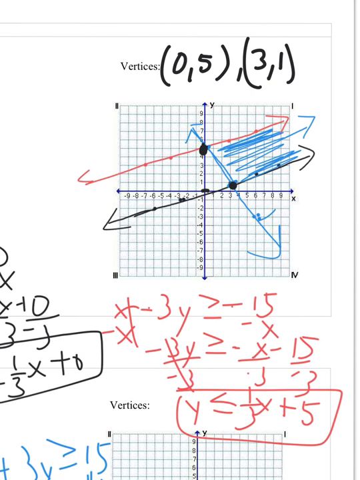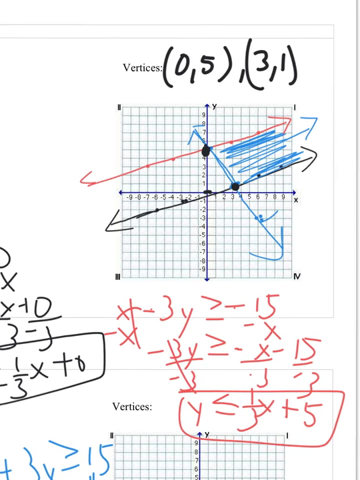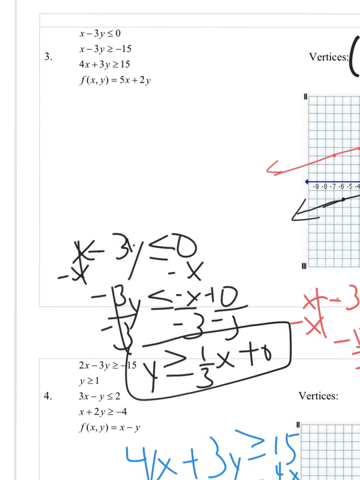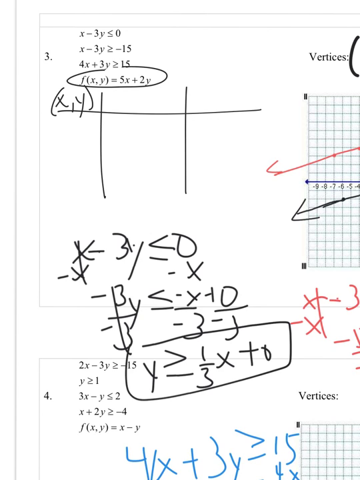Okay? So now what we want to do is we want to go in and we want to make a table. So let me move this back over, and we're going to make what we call a table here. Kind of a 3-column table. We're going to put our xy in the first column of our vertices. We're going to put our function, which in this case is f of xy, but we're going to put what f of xy is equal to, which is 5x plus 2y, in the middle column.